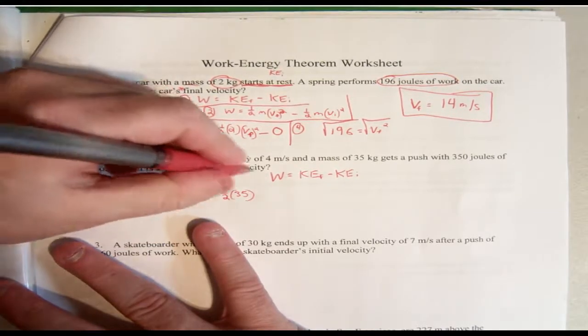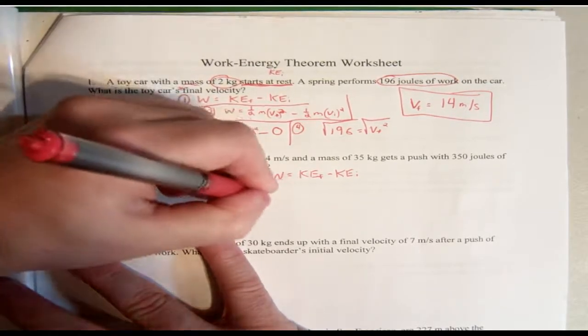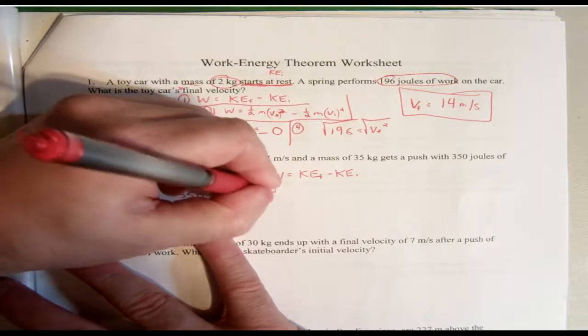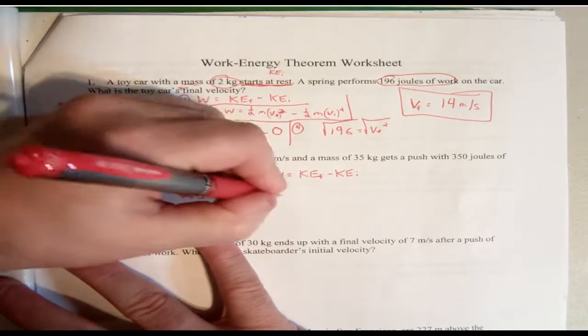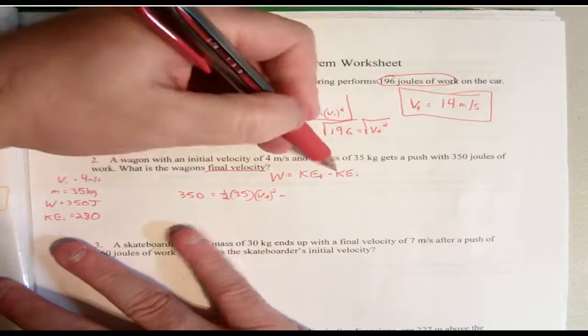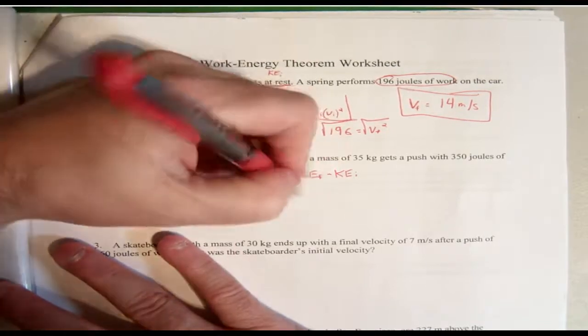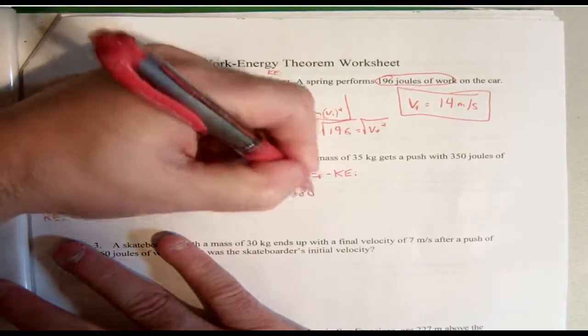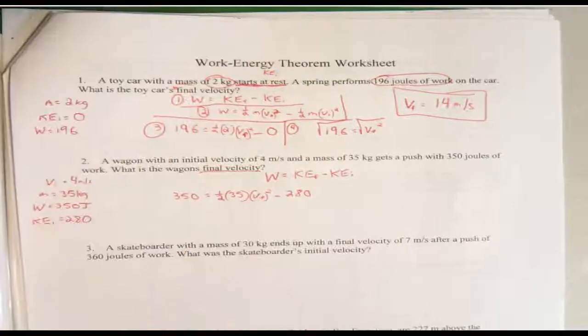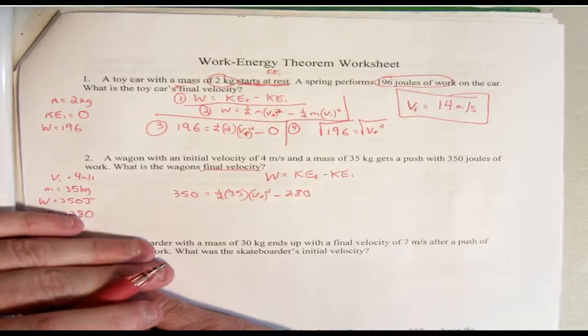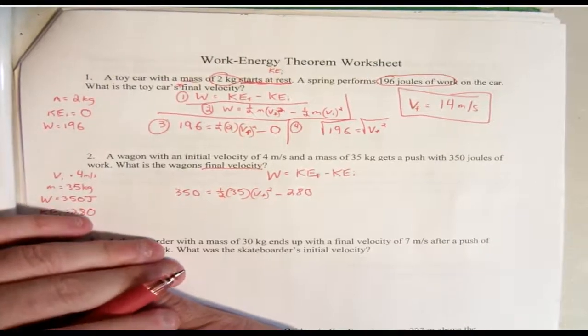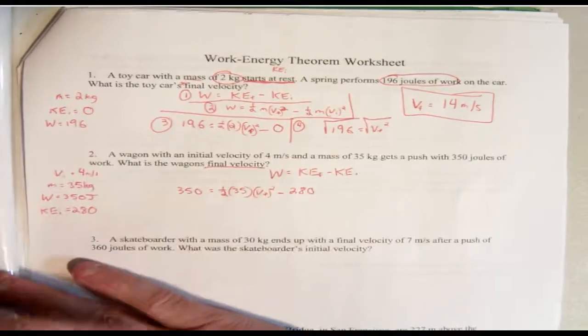Well, they're asking for final velocity, so we know we're not going to have that. Times final velocity squared, minus, we've already solved this because we did it at the very beginning, so we can just put 280 here. Dang, I said I wasn't going to do it, and I did it. Did the whole problem.